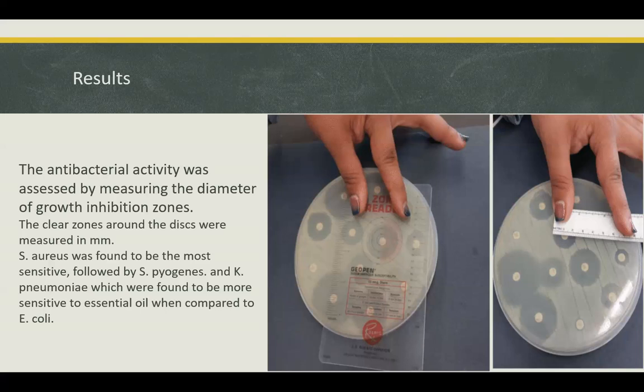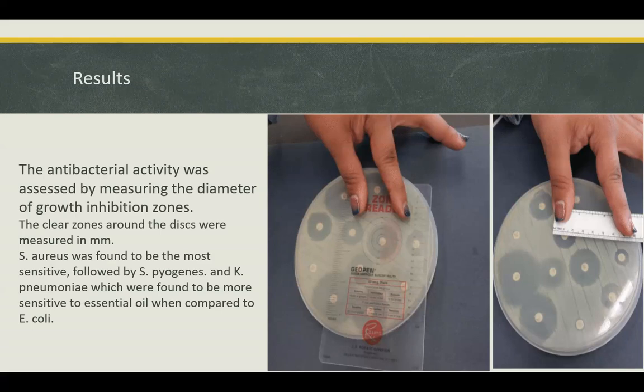S. aureus was found to be the most sensitive, followed by S. pyogenes and Klebsiella, which were found to be more sensitive to the essential oil when compared to E. coli. And so it is effective against gram-positive and gram-negative bacteria, and more effective against gram-positive organisms when compared to gram-negative.